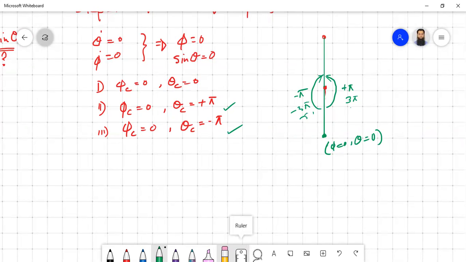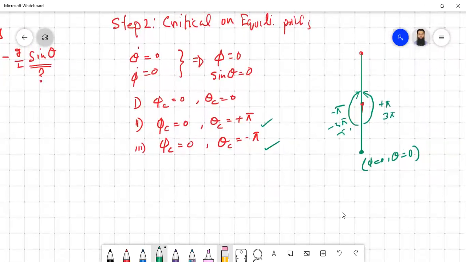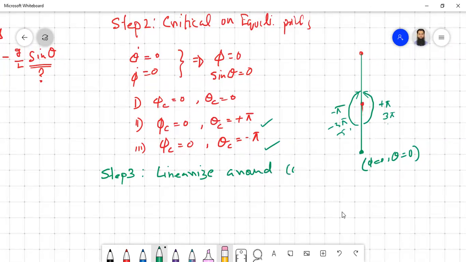Now let's start with the first one, theta equal to 0 and phi equal to 0. Before going to that, as we said, this is a nonlinear system. So we always have to linearize our system. That will be step 3. So this is linearize around the critical point. We are discussing the first one, so the 0, 0 critical point.